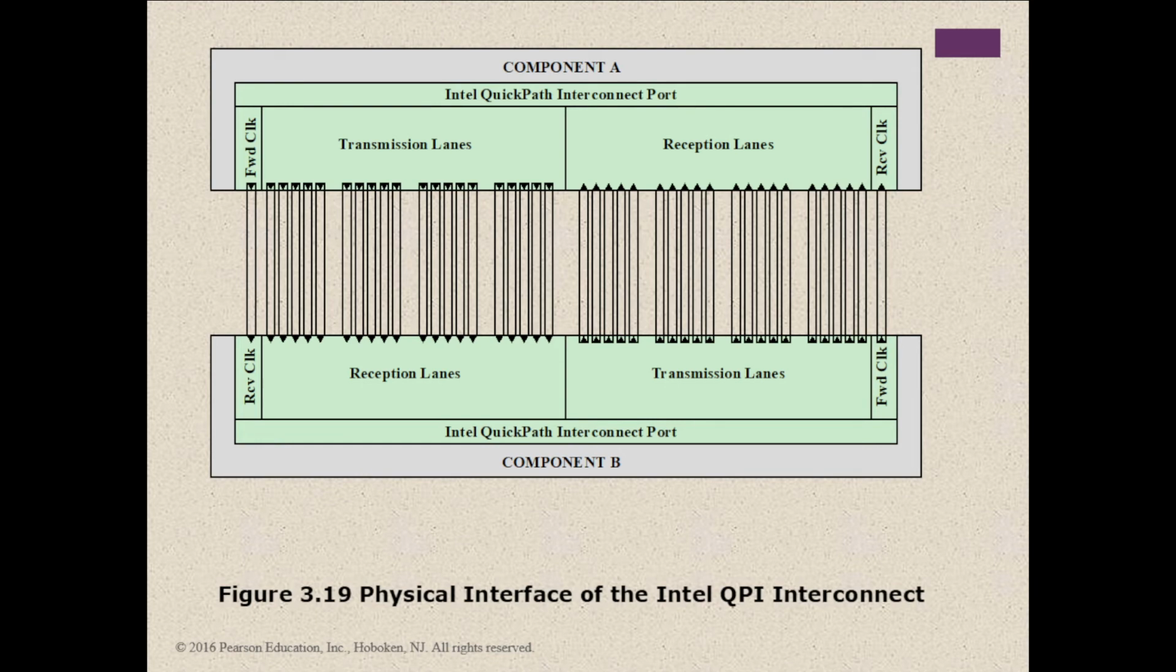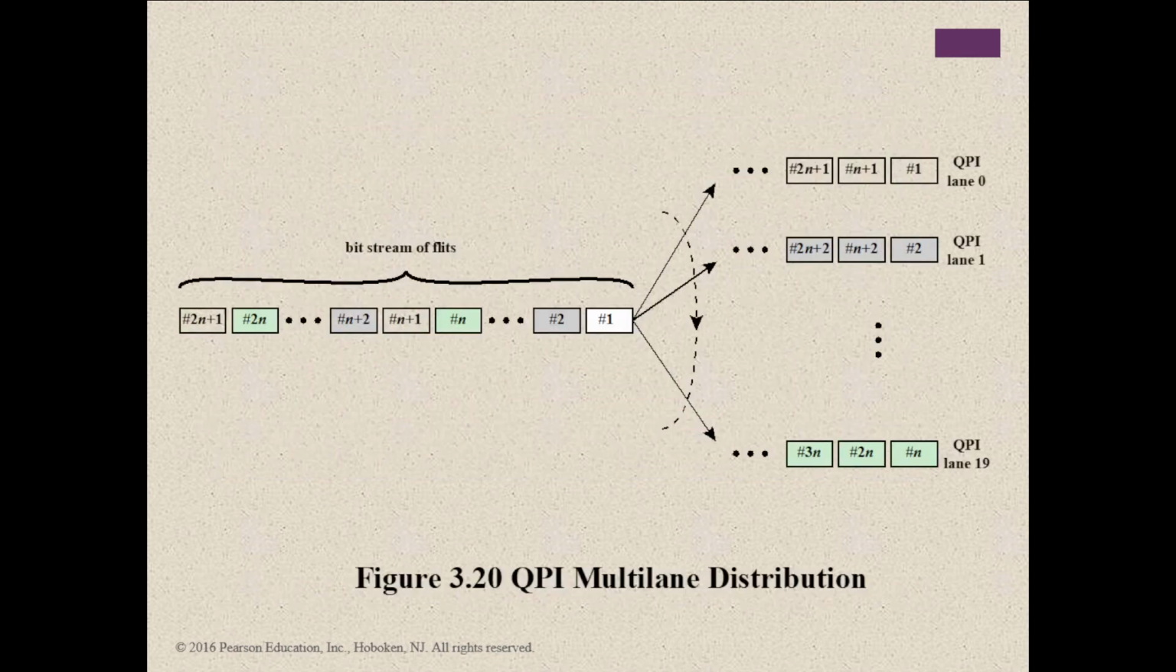So next we have Figure 3.20, all about QPI multi-lane distribution. Another function performed by the physical layer is that it manages the translation between 80-bit flits and 20-bit phits using a technique known as multi-lane distribution. The flits can be considered as a bit stream that is distributed across the data lanes in a round-robin fashion: first bit to first lane, second bit to second lane, and so on, as illustrated in this figure. This approach enables QPI to achieve very high data rates by implementing the physical link between two ports as multiple parallel channels.